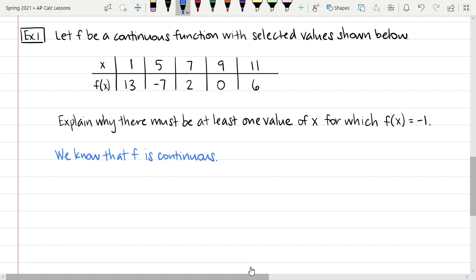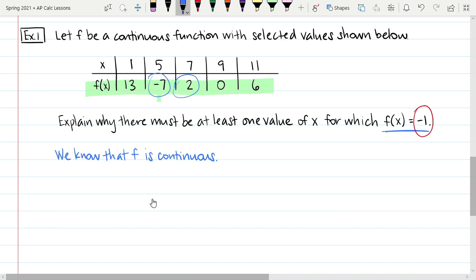All right, the second thing, remember the second condition, is we were looking for some y value of mention. Notice right here, they are talking about proving that there's at least one value of x for which f of x equals -1. So -1 is that value of k that we're talking about. So we want to show that -1 is between some f of a and some f of b. So when I'm scanning these function values down here, I notice that -1 is between -7 and -2.